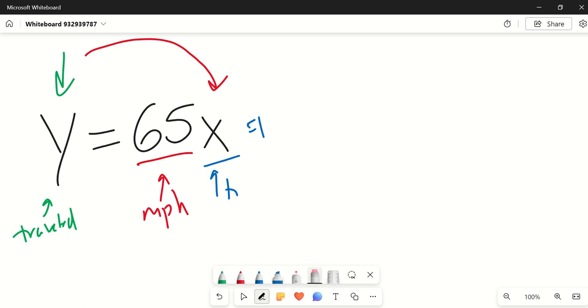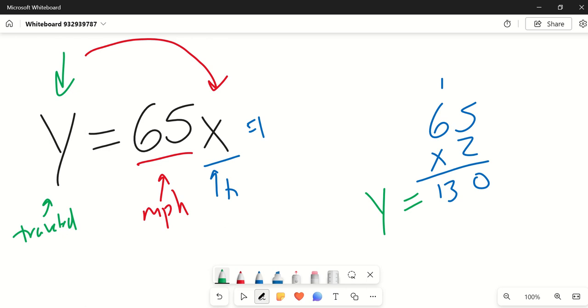If x equals 2, then it'll be 65 times 2. 2 times 5 is 10, carry the 1. 2 times 6 is 12, plus 1. So then we would have traveled 130 miles, which was what y would equal. Y would equal 130 miles.